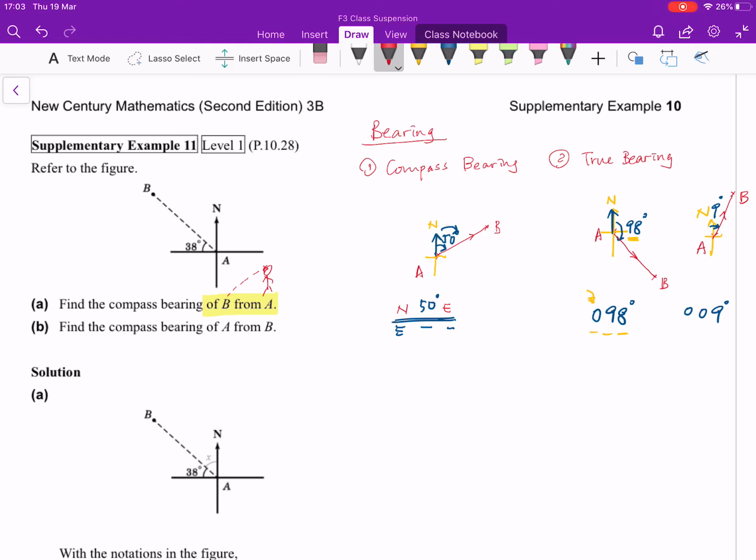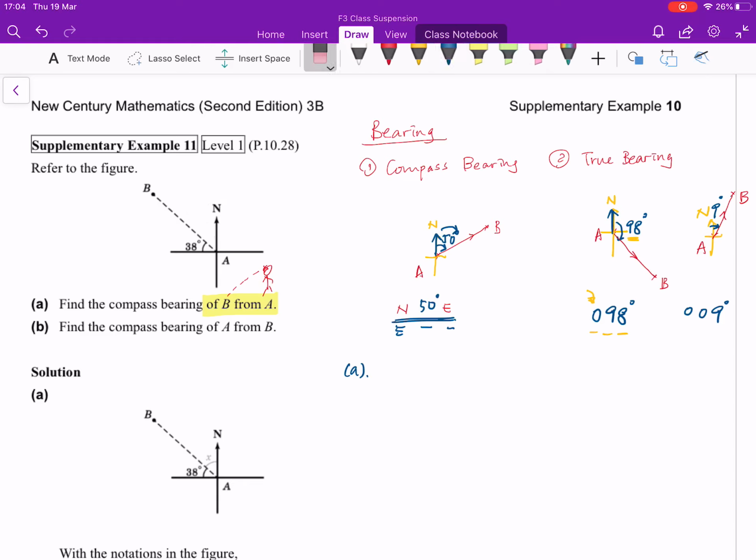So you can see that to look at B from A, the direction is closer to the north direction instead of the south one. So the bearing should start at N, and then turn to the eastward direction. And then this is the angle you need to find out.